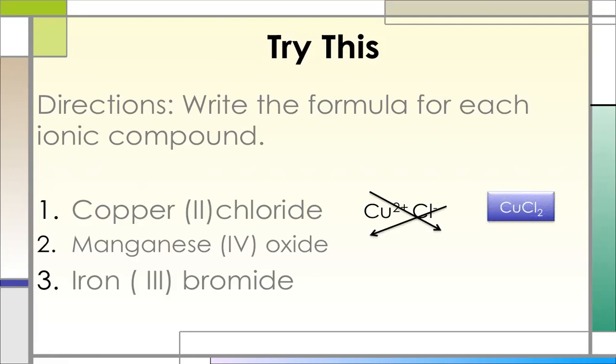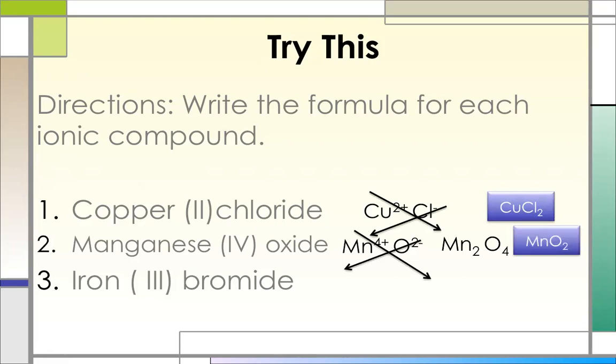CuCl2. For manganese oxide, you have Mn4+, 4 positive, because you have the numeral 4 next to the element name. Then you have the oxide, which is 2 negative. Crisscross, you have Mn sub 2, O sub 4. Then reduce to the lowest ratio or lowest term, you have MnO2. For iron(III) bromide, you have Fe3+, then Br negative. Crisscross, you get FeBr3.